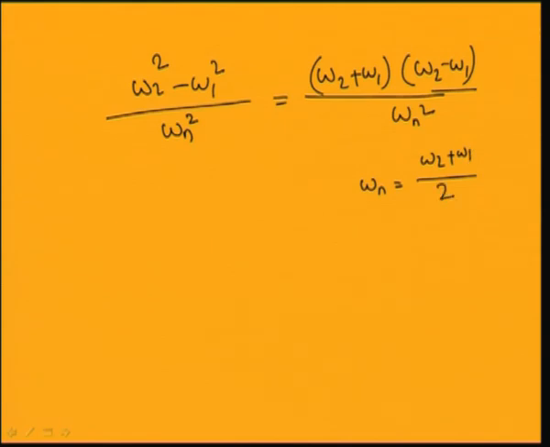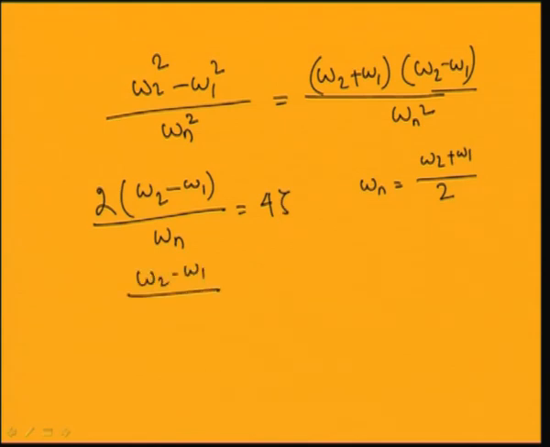So, in this case, already you have this: omega 1 plus omega 2 by 2 equal to omega n. So, this omega n will get cancelled and you can multiply by 2. So, this becomes 2 into (omega 2 minus omega 1) by omega n equal to 4 zeta, or (omega 2 minus omega 1) by omega n becomes 2 zeta, or you can write omega n by (omega 2 minus omega 1) equal to 1 by 2 zeta, and this 1 by 2 zeta you have already seen.